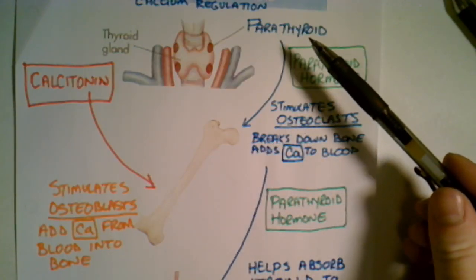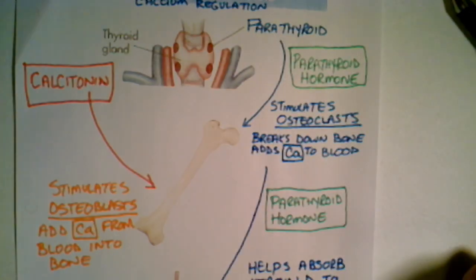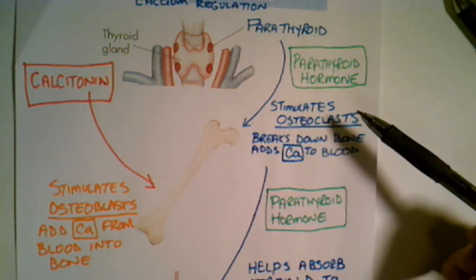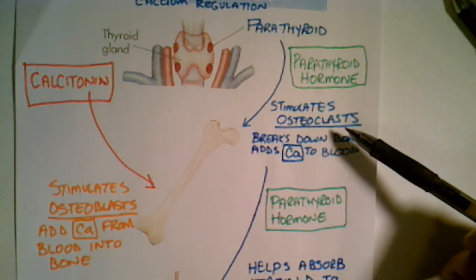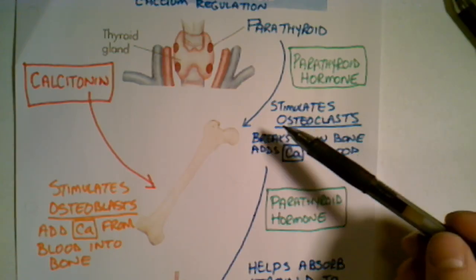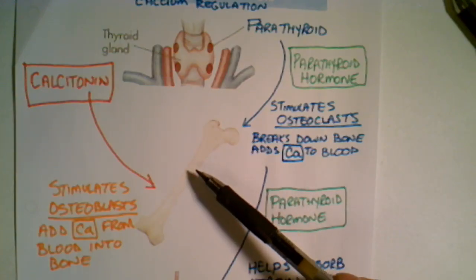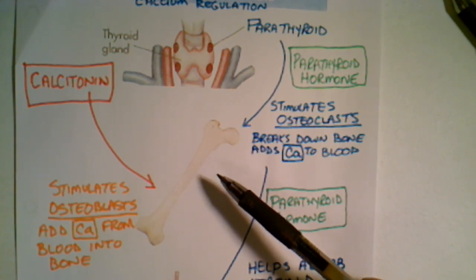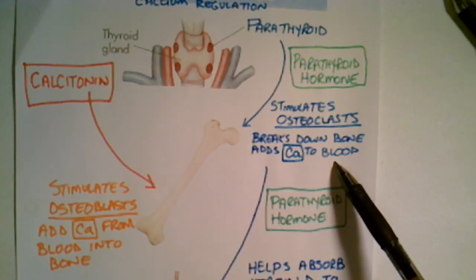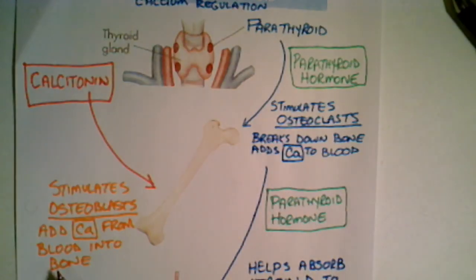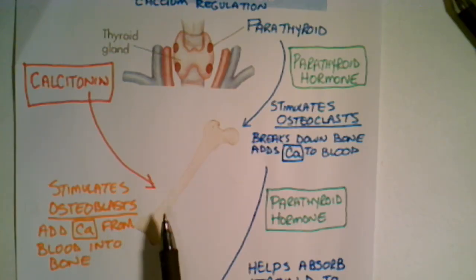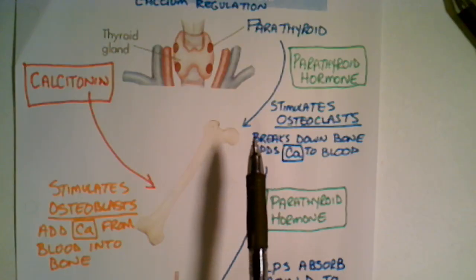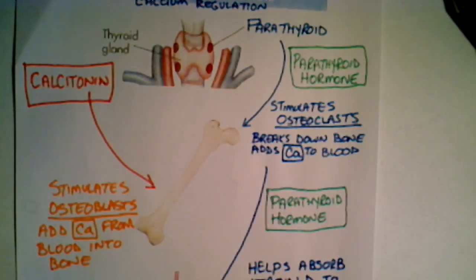Parathyroid hormone does the opposite. So these are antagonistic hormones. The parathyroid hormone stimulates the osteoclast cells, which then break down bone. So osteoclasts are breaking down the bone and taking that calcium and adding it back to the blood. So we have a balance here where we're adding calcium from the blood to the bone, and then we're taking the calcium out of the bone and adding it back to the bloodstream.